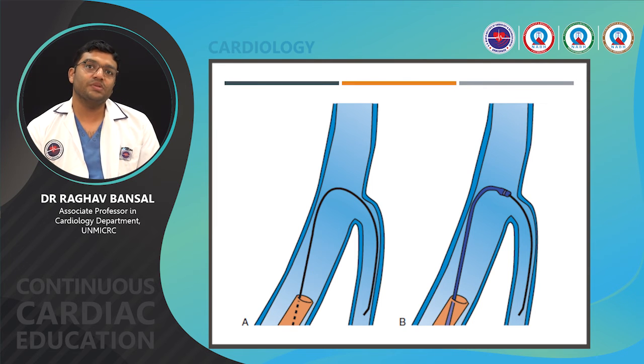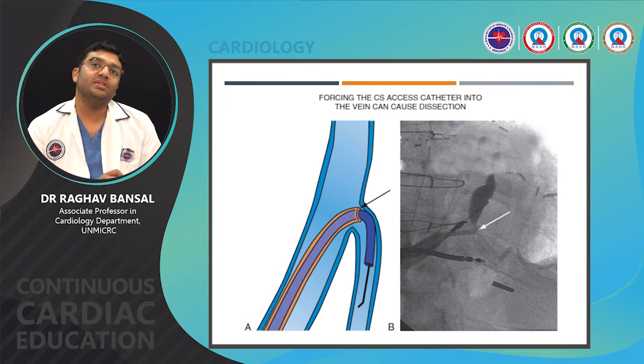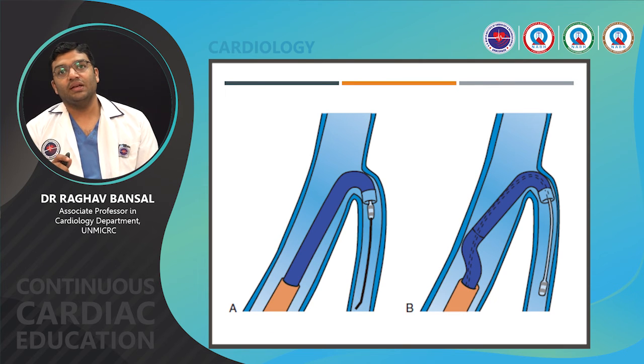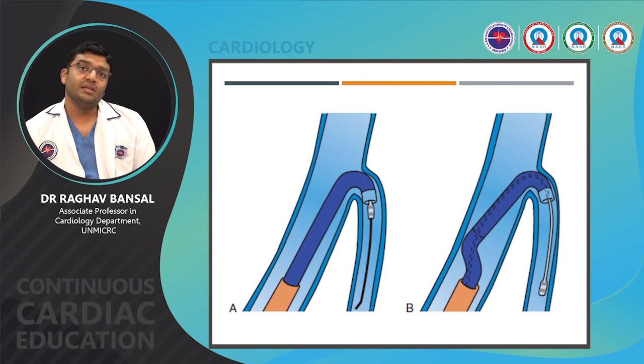We can use a sub-selector here, or we can just push the CS catheter inside the os of that branch vein. We can do that, but that may sometimes be dangerous, as it can cause a dissection at the ostium of the branch vein as seen in this case. So we have to be wary of this complication. We can use a sub-selector here, which is an angulated catheter that can go inside the CS sheath, and inside that catheter we can then push the CS lead easily inside the target vein. This is a very helpful technique and we should always know about this.